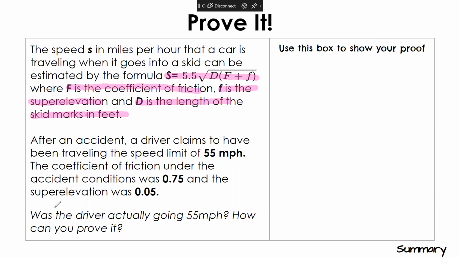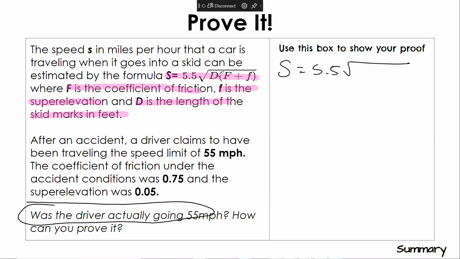So the question is, was the driver actually going 55 miles per hour? How can you prove it? We can use this equation to help us. We got S equals 55. Now, what was d? d was the length of the skid marks, right? Did they tell us that? I don't think so. We're going to leave that alone. Did they tell us what big F is? F is the coefficient of friction.